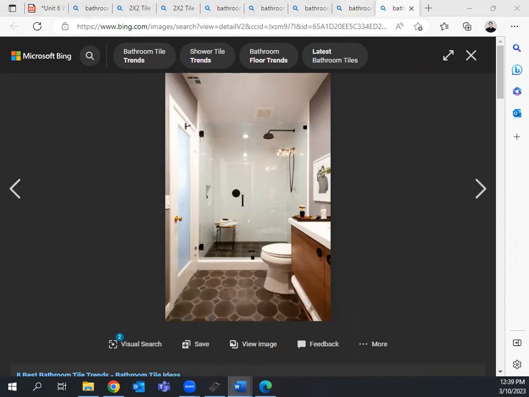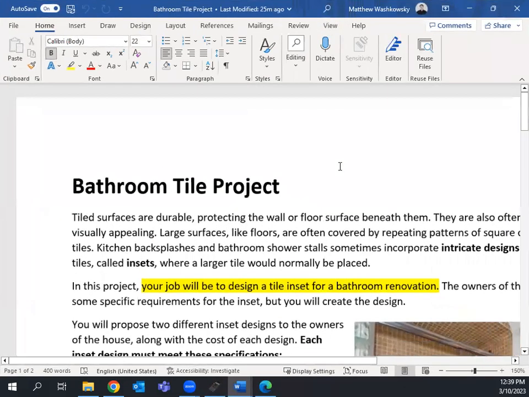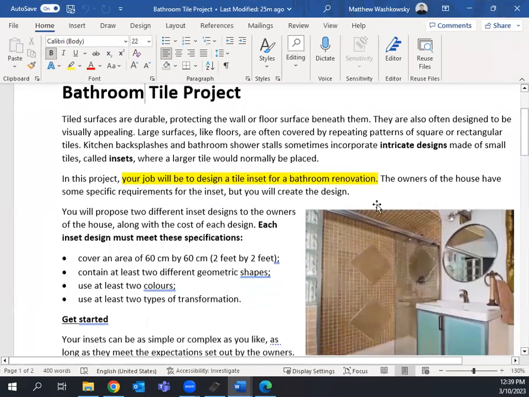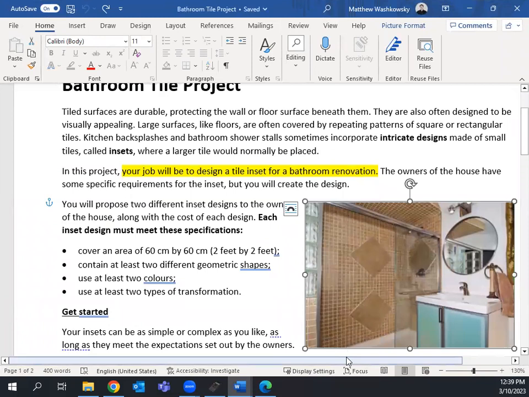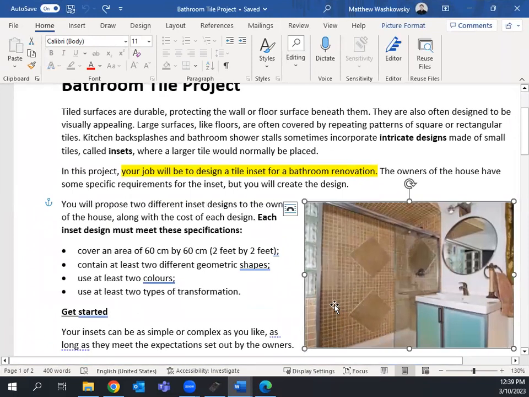Like I said, this is taking the place of those exam style questions, because this is the type of stuff you could be expected to do. If you're ever planning a home renovation or doing a design for work, this is something you'd actually need to factor in and consider. So we're going to do a bathroom tile project. I'll upload this onto the LMS right away. In fact, let me just hand this out to the people here really quick.